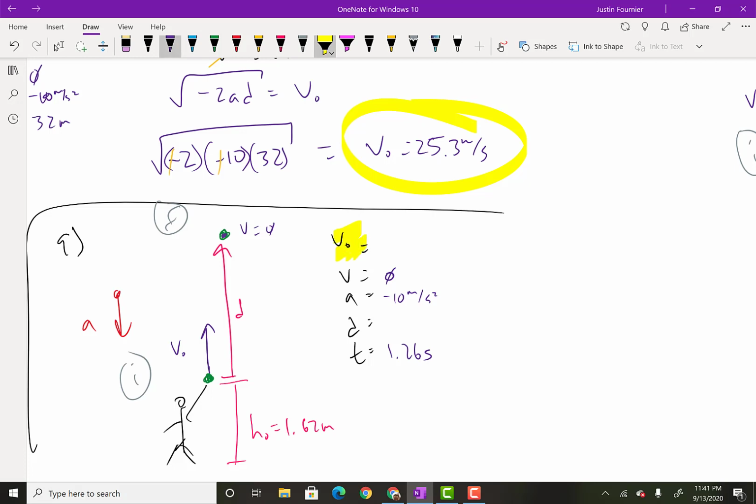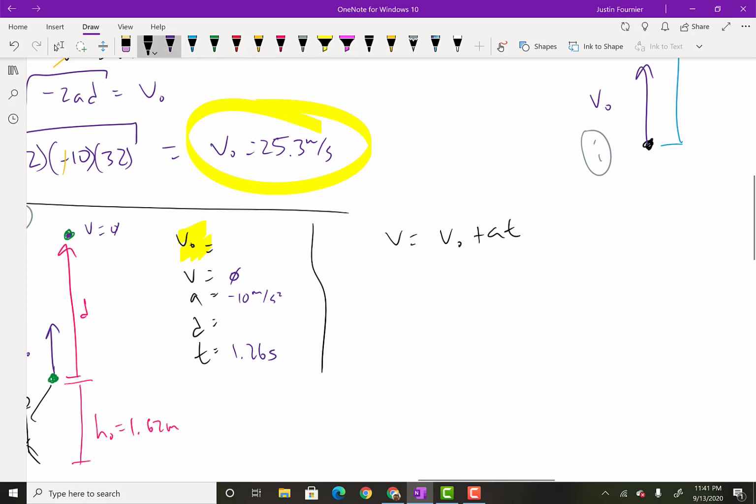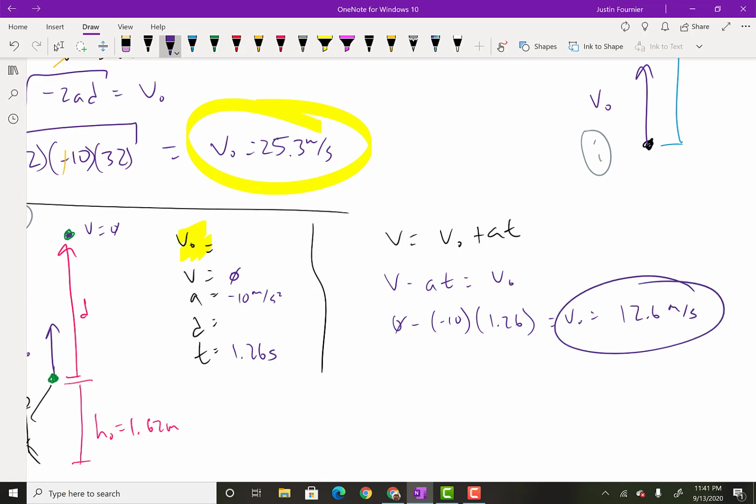Let's see. I'm thinking final velocity equals the initial velocity plus the acceleration times the time. Trying to find out the initial velocity. So it's going to be final velocity minus the acceleration times the time is equal to the initial velocity. So the final velocity is 0 minus the acceleration, which is negative 10, multiplied by the time, which is 1.26. That's going to be my initial velocity. So that is 12.6 meters per second. Boom, there's my initial velocity.